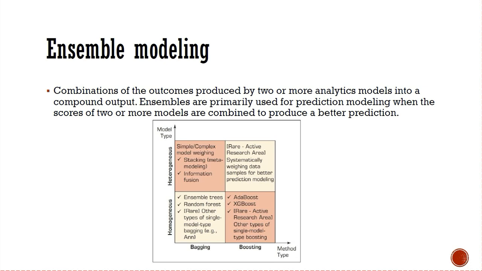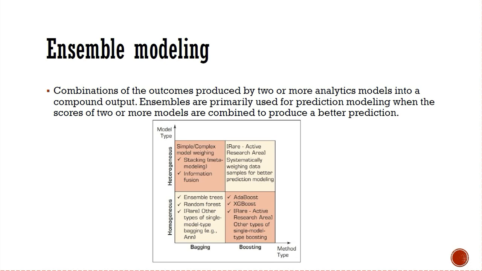Ensemble modeling is a combination of the output produced by two or more analytic models into a compound output. Ensembles are primarily used for prediction modeling, when the scores of two or more models are combined to produce a better prediction. The prediction can be either classification or regression estimation.